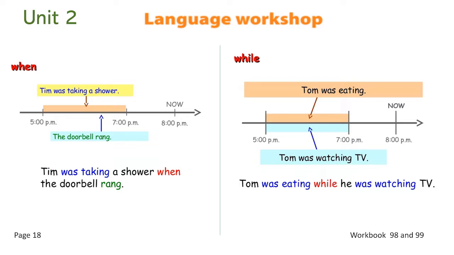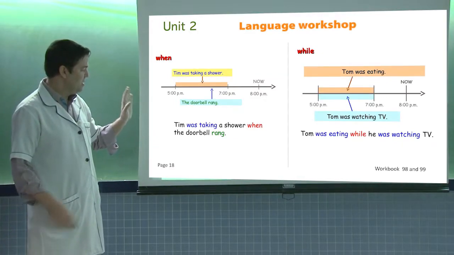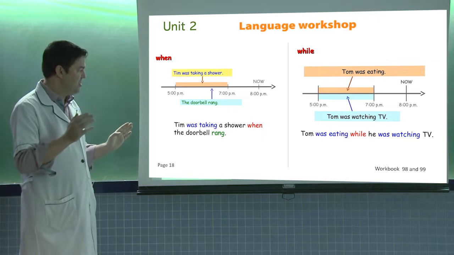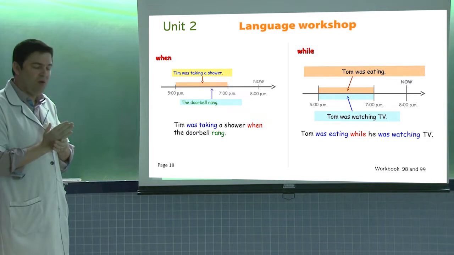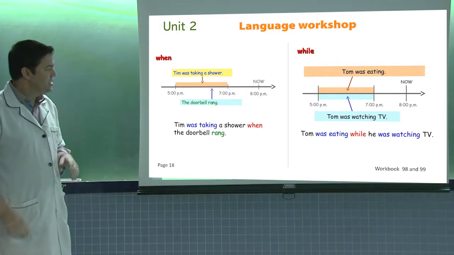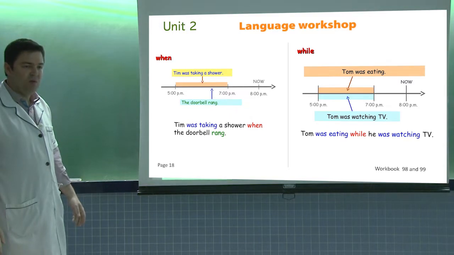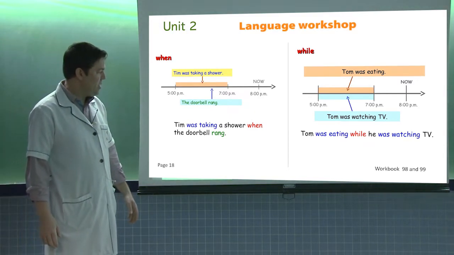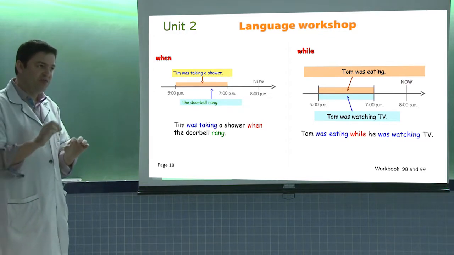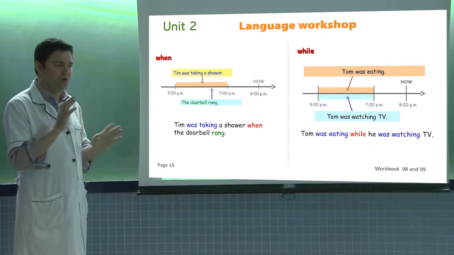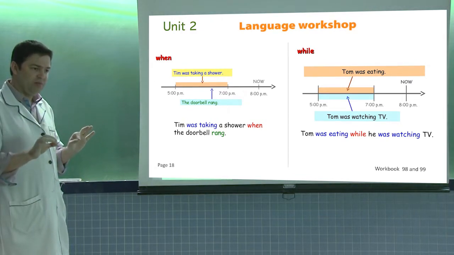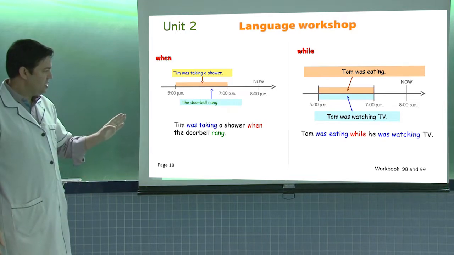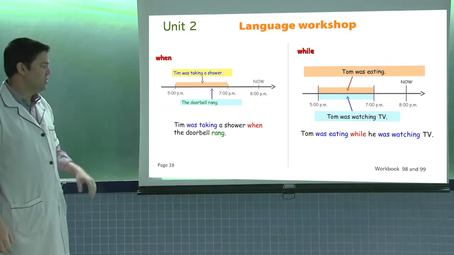The doorbell rang. So Tim was taking a shower in that specific time, 5 to 7. In the middle of this situation, the doorbell rang. So Tim was taking a shower when the doorbell rang. So here, when I use when, one action interrupts the first one or another action, okay? So when I'm using when, one action interrupts the other one, right? So Tim was having a shower, then something happened, the doorbell rang.